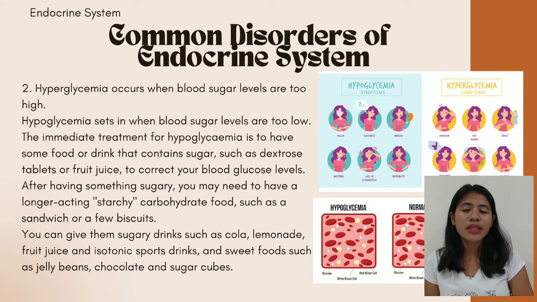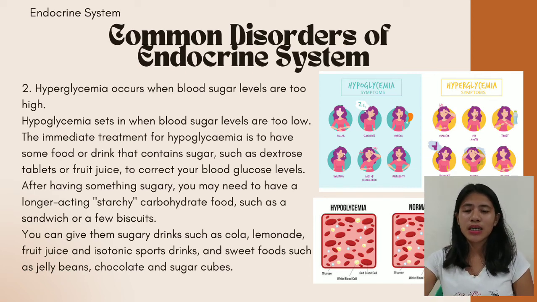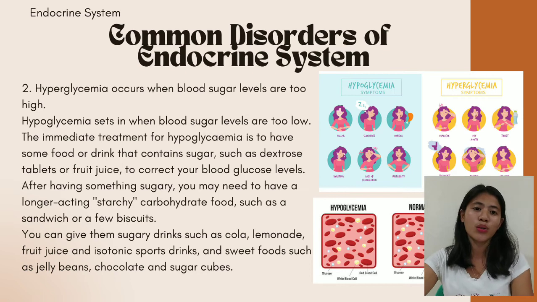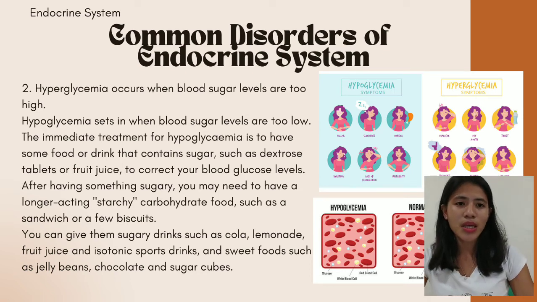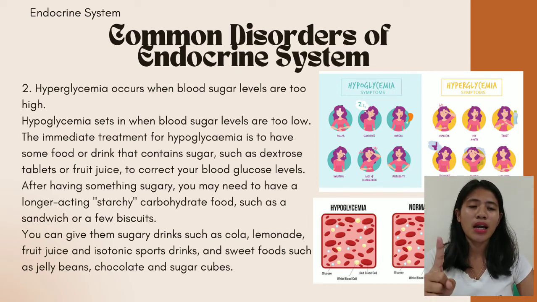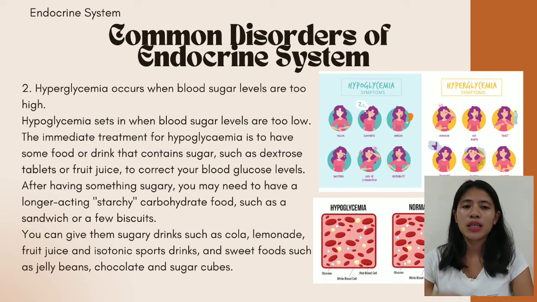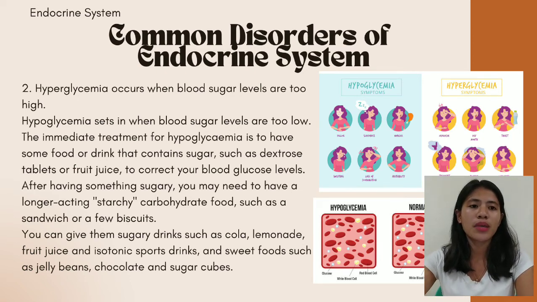So, yung nire-release ng ating organ, produce ng insulin and glucagon. So, hypoglycemia sets in when blood sugar levels are too low. So, the hyperglycemia is nagre-release ng high blood sugar, while the hypoglycemia is nagre-release ng low blood sugar. So, the immediate treatment for hypoglycemia is to have some food or drink that contain sugar, such as dextrose, tablets or fruit juice to correct your blood glucose levels.